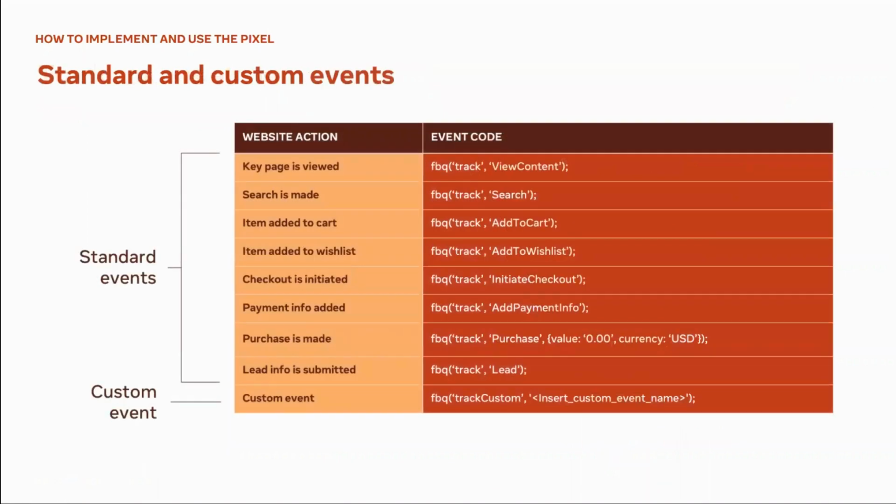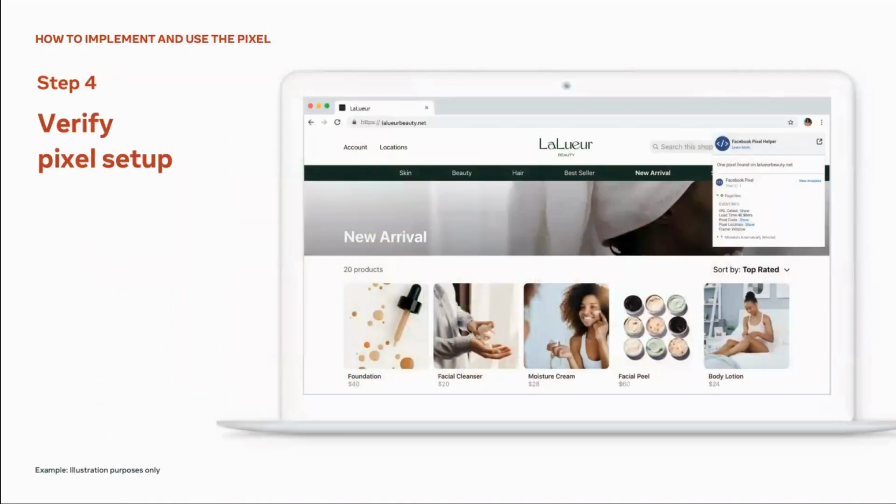So you should start with the standard events. These are the normal things: viewing the content, searching, adding to the cart, adding to the wish list if you've got one, initiating a checkout, adding payment, a purchase value, whatever the purchase happens to be, or generating a lead. But then you've got what we call custom events if you need to make them. In the example on screen, the standard events are down the bottom until you get to custom event at the very bottom, which shows a particular thing they want to track that is not the normal thing tracked through the standard events.